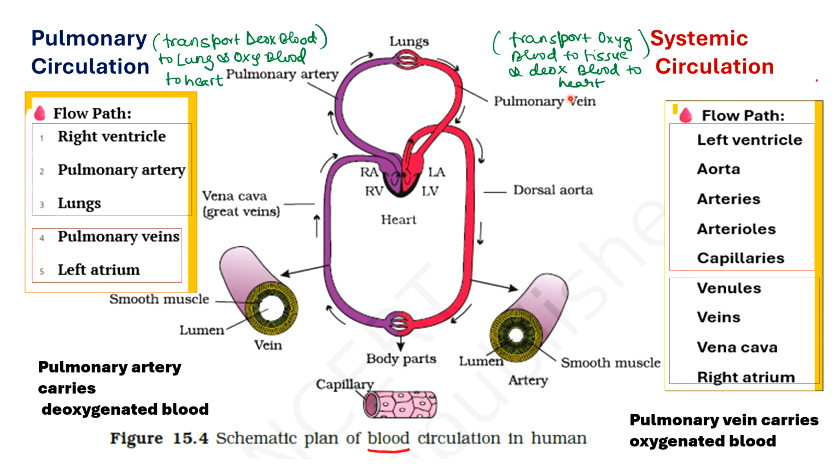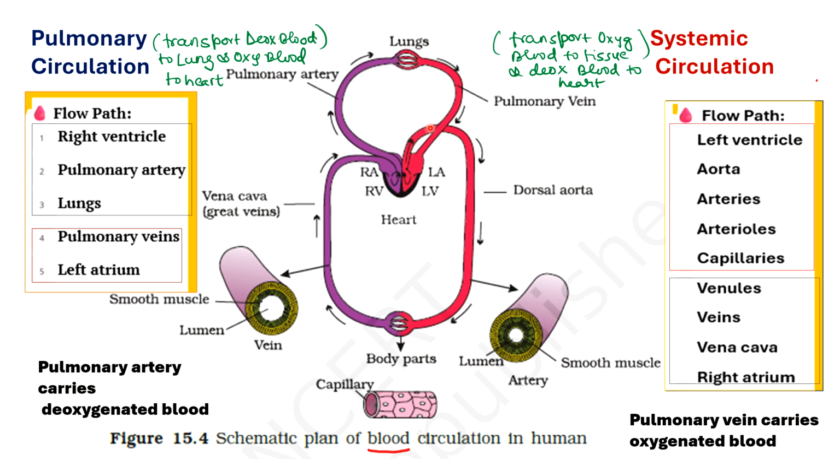Now, the purpose of systemic circulation is to transport oxygenated blood to the tissues and carry the deoxygenated blood back to the heart. How does the flow take place? Let us see here. It is a bigger circuit and takes longer time. Now the left ventricle has received the oxygenated blood from the left atrium. This left ventricle pumps the blood to the aorta.